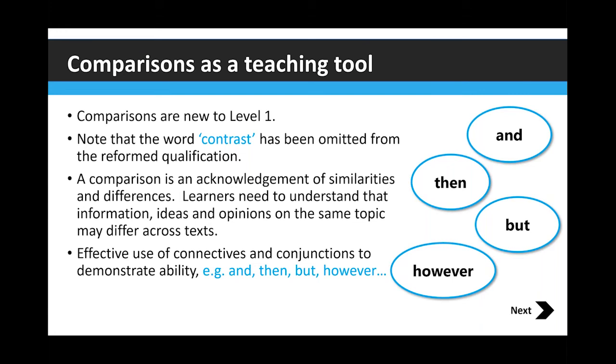We'd be looking for learners to use connectives effectively and conjunction to demonstrate the ability to compare. Level 1 comparative connectives that we would expect to see would be words such as and, then, but, however. They're not penalised for using more sophisticated language such as therefore, moreover, furthermore, etc.